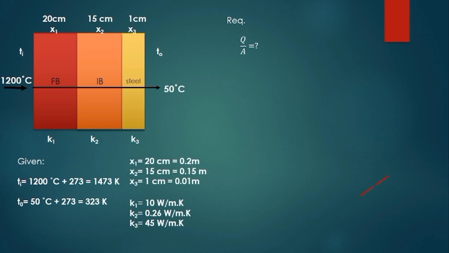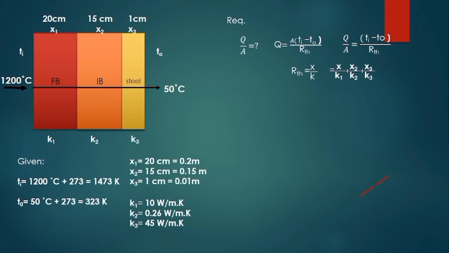So the equation that we're going to use is Q over A is equal to temperature in minus temperature out over overall resistance. The equation for overall resistance is thickness over conductivity. Since we have three walls, the equation is thickness 1 over thermal conductivity 1 plus thickness 2 over thermal conductivity 2 plus thickness 3 over thermal conductivity 3. So first we're going to solve for overall resistance.